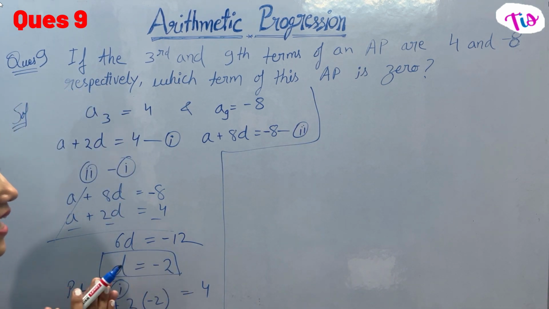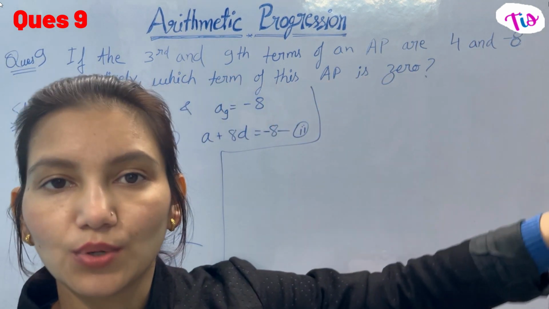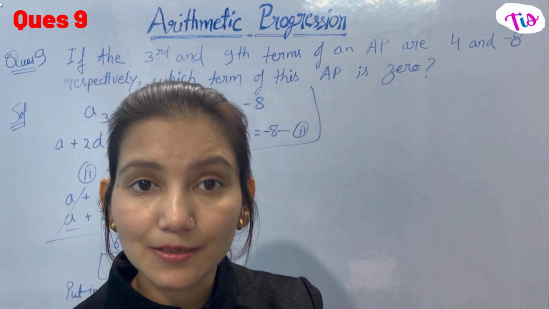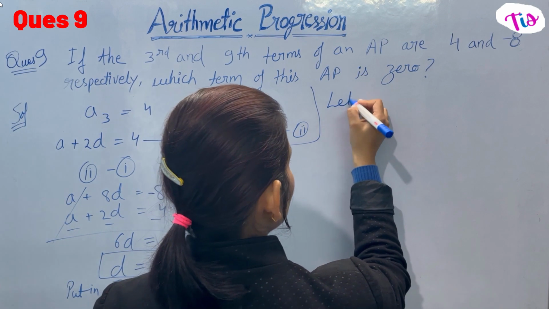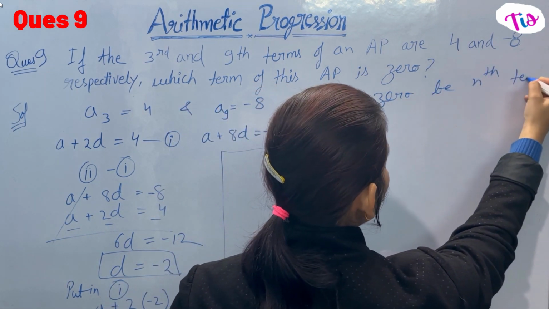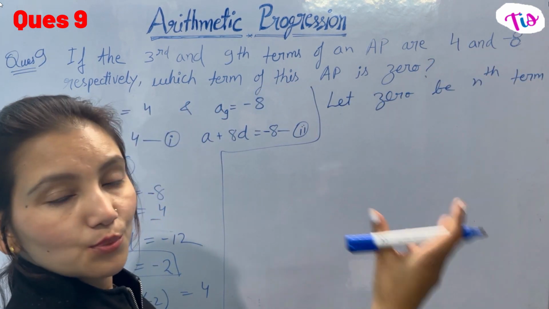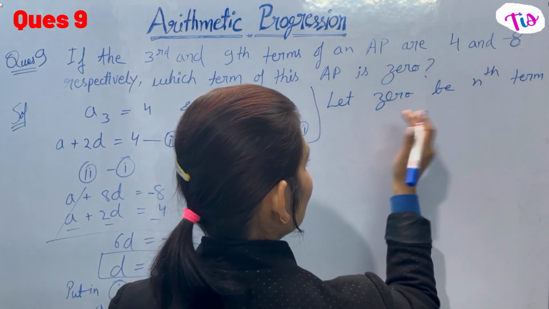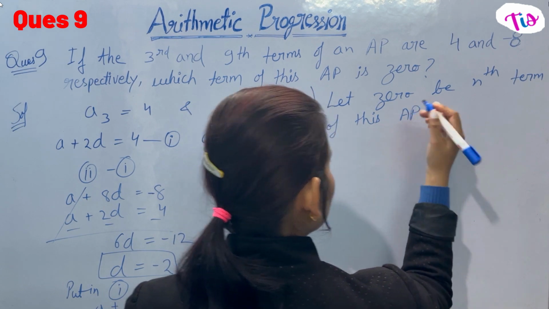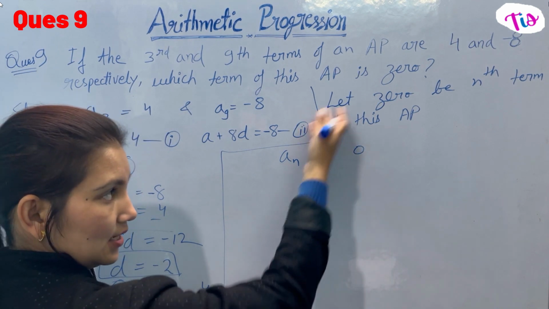What I wanted to find out is which term of this AP is 0. We don't know what term of this AP is 0. So let's make an assumption. Let 0 be the nth term of this AP. When we don't know the thing given, we just assume it. So if it is the nth term of this AP, then an will be 0. This is what we assumed, okay?